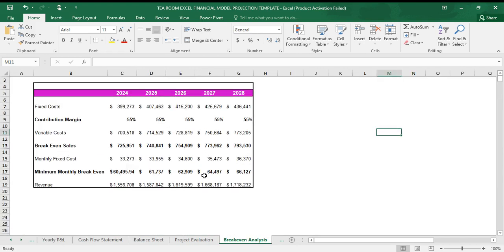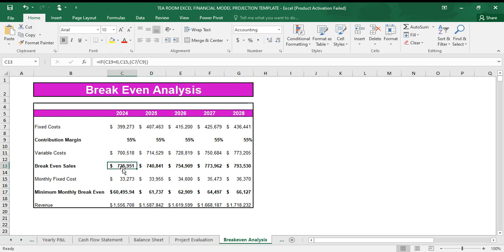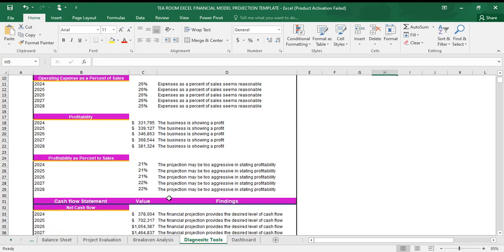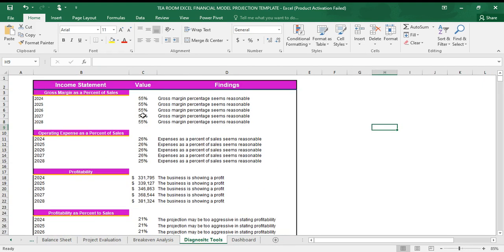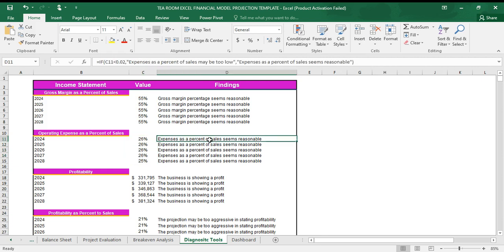Next is breakeven analysis. This calculates the breakeven point or the breakeven sales point, which means the no profit, no loss situation for a business. This is the diagnostic sheet, which calculates the major ratios of the business, such as cost profit margin for each year and operating expenses as a percentage of sales, which means operating expenses margin for each year.